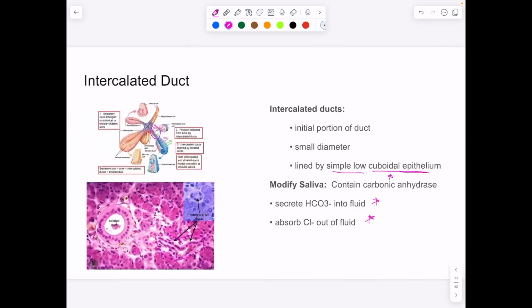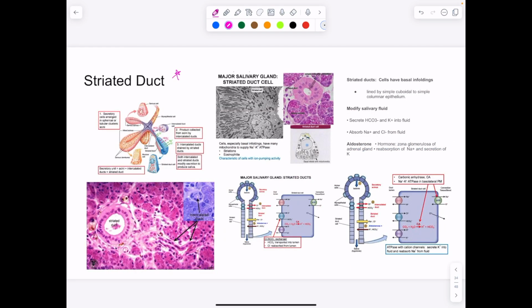Okay, so the intercalated ducts will dump their product into the striated duct. And again, this is still interlobular, so within the lobe. The striated ducts are going to do a little bit more. Their electron microscopy image will show these basal folds, so basal infoldings right here. Very hard to tell otherwise. Maybe you can kind of see them on light microscopy, but I don't think we have to actually identify that. Importantly, striated ducts are simple columnar epithelium.